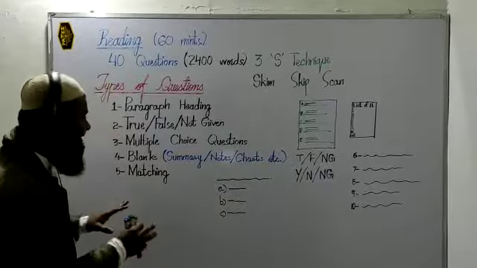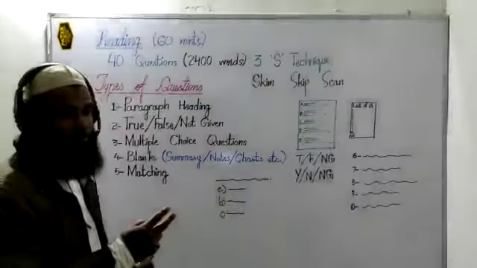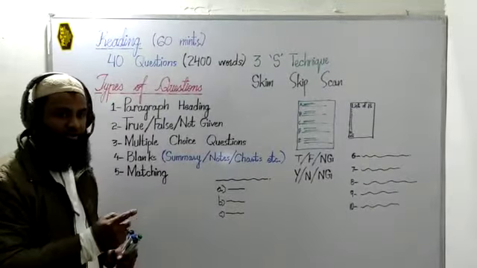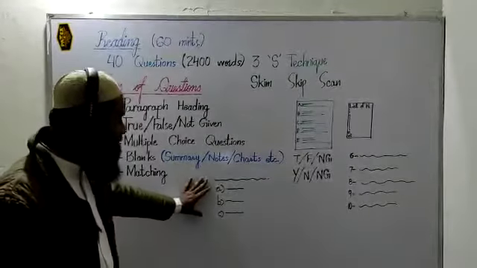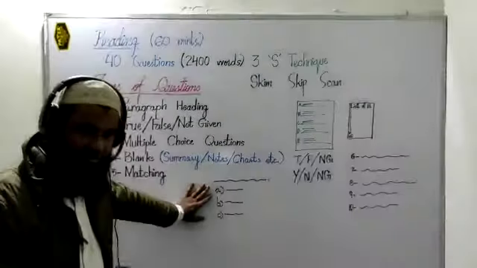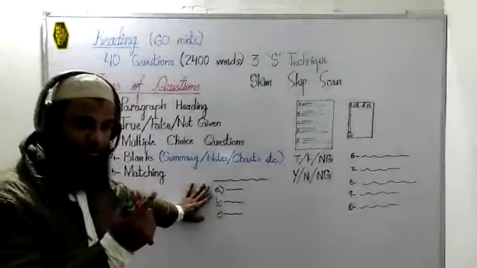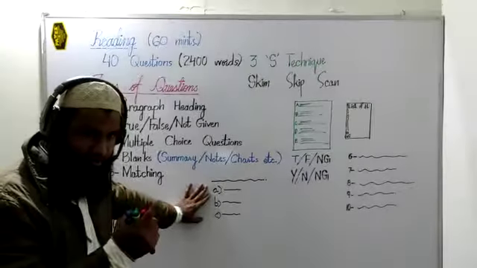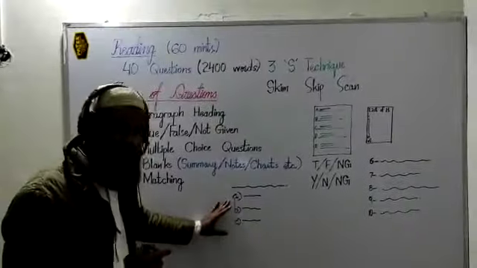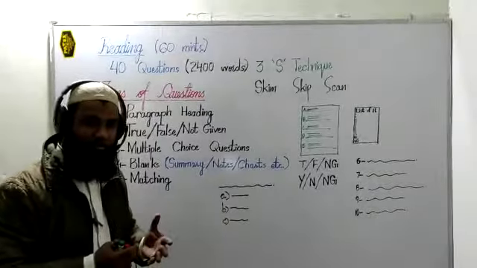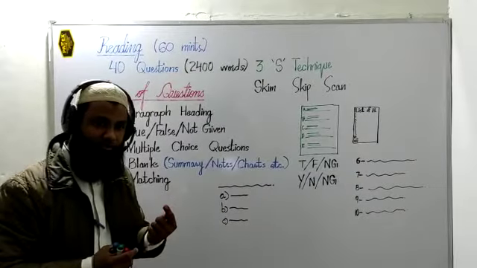Okay, this multiple choice question is asked in 2 different ways. Number 1, they give you 3 or 4 options to choose one answer. You got my point? They give you 3 or 4 options to choose one answer.